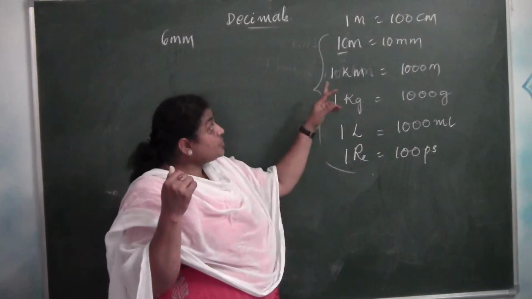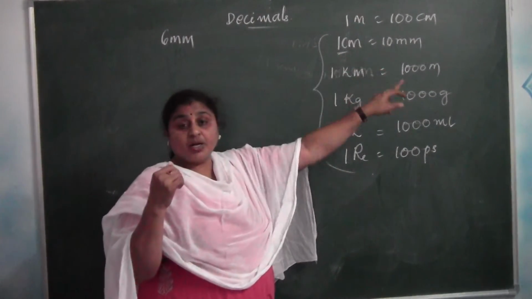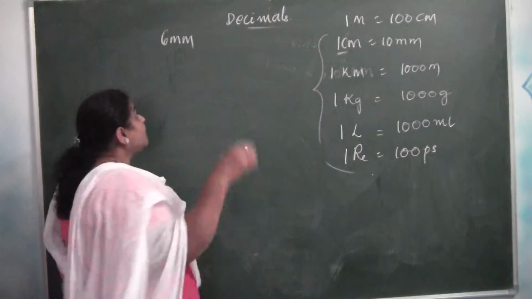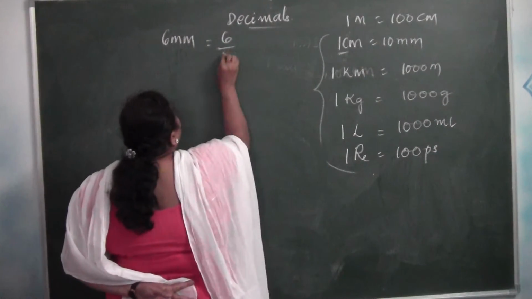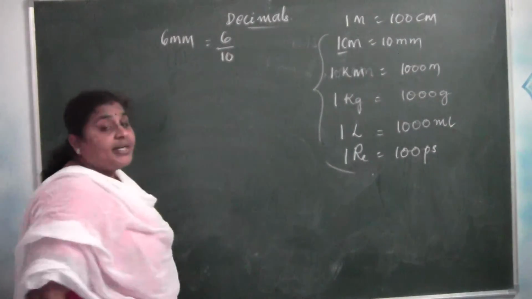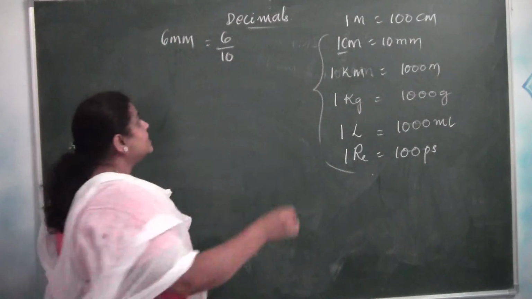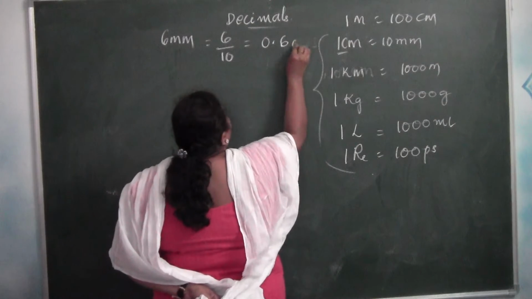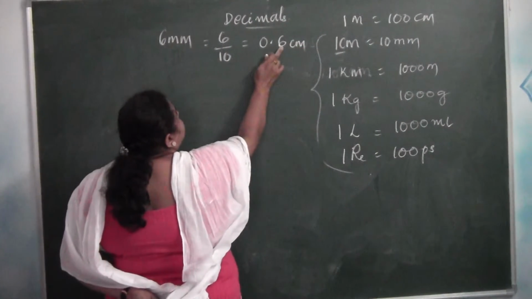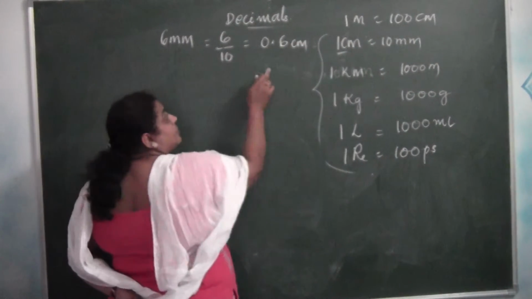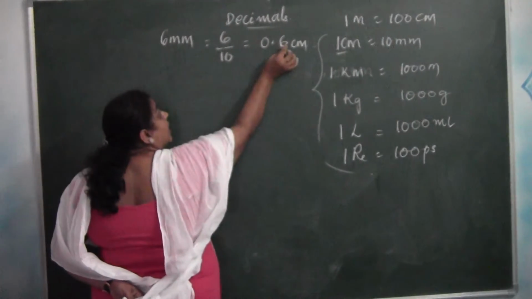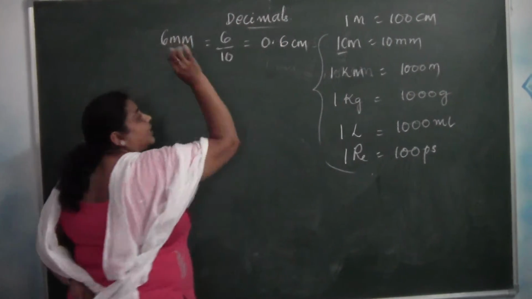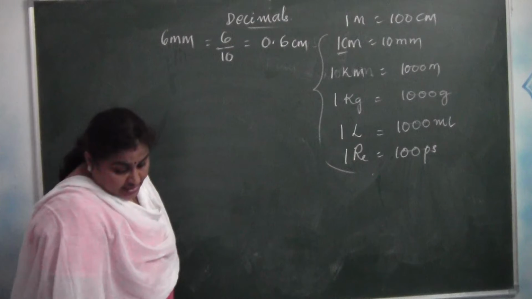Now let us see here 6 millimeters in terms of centimeters. So what is the relation, children? 1 centimeter is equal to 10 millimeters. So what are we doing? We are dividing. We are writing 6 millimeters as 6 by 10. So what it will be? 6, we have 1 zero. Therefore, counting from the last, 1 point. That is 0.6 centimeters.